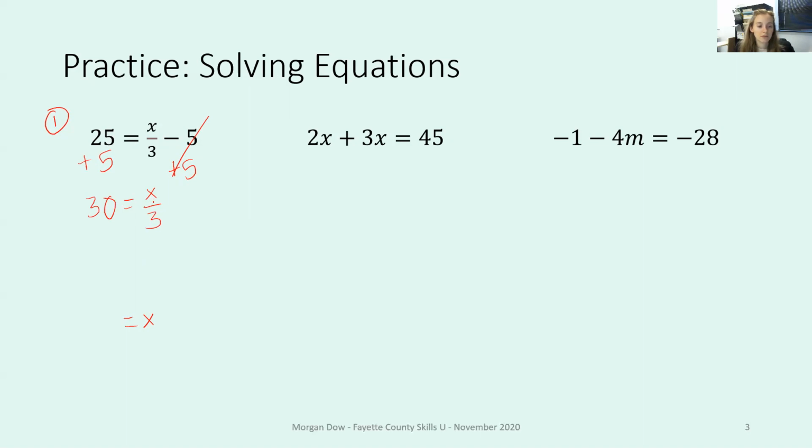So now I have this dividing by 3 that I need to cancel out. To cancel out division, we multiply.